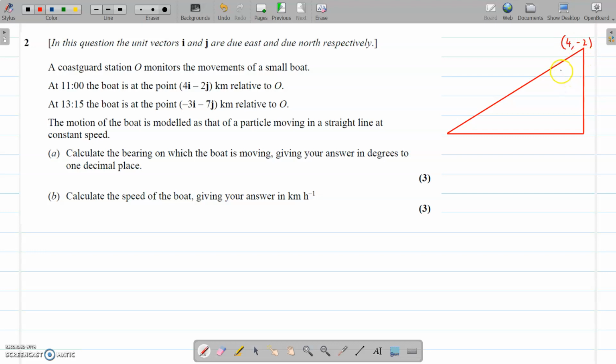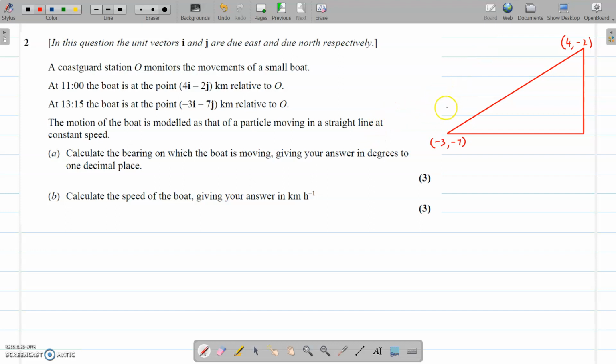And then at 1:15, that's 2¼ hours later, the boat is here at (-3, -7). Okay, so the position vectors are effectively relative coordinates to O. So O is somewhere in the middle here. We can deduce that from the coordinates. In fact, it'll be up here somewhere, between these two and up here. But that doesn't really matter to the problem.